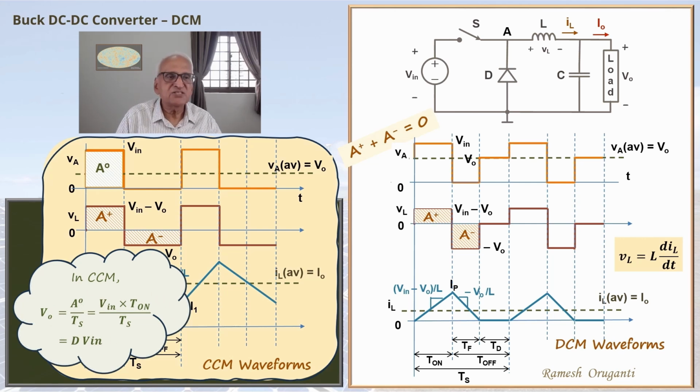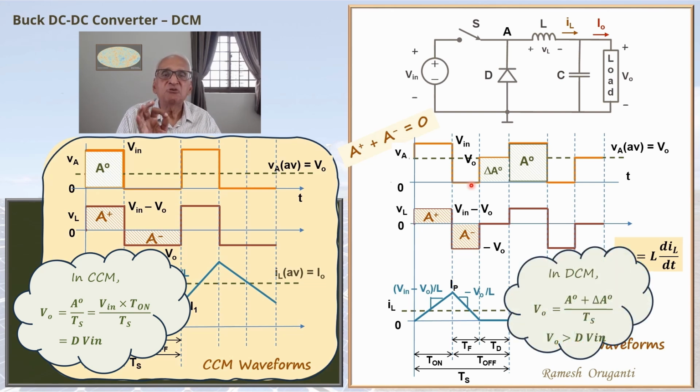In the case of discontinuous conduction mode, this area here is A0, because that is V in times T on. But the voltage waveform has this extra area delta A0, that is V0 times TD. The area under the voltage waveform VA over a period in the case of DCM is greater than it is in the CCM case. So you can expect in the case of DCM, the output voltage will be more than D V in. We don't know yet what it is.